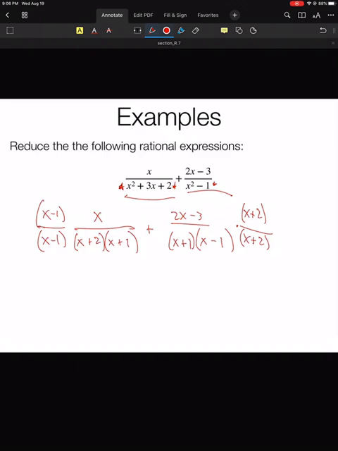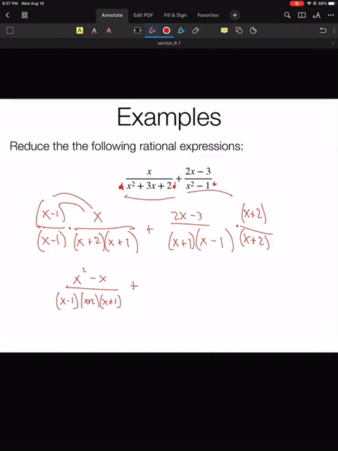Okay, so now we need to do some multiplication. So I'm going to leave the bottoms how they are. Okay, x minus 1 times x plus 2 times x plus 1, for both on the bottom. But in the top, by the distributive rule, distributing x to both the x and the 1, I get x squared minus x over x minus 1 times x plus 2 times x plus 1. So that's just rewriting this.